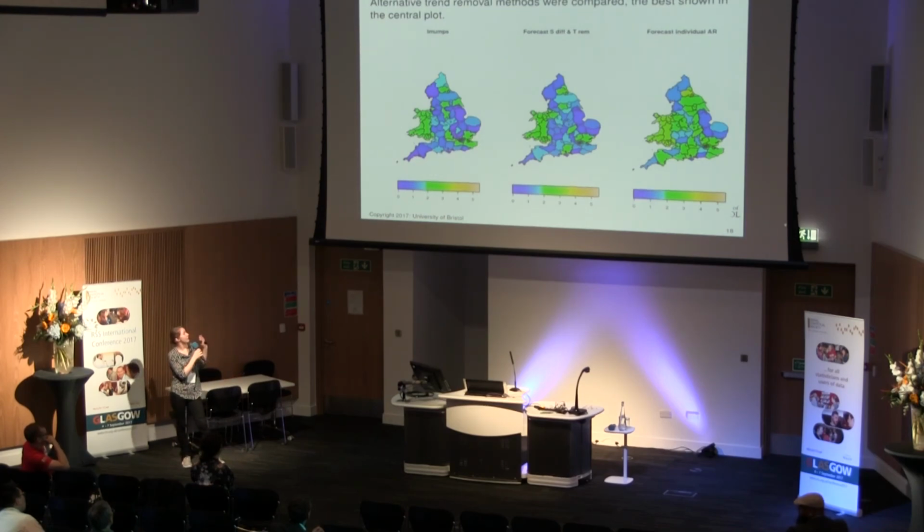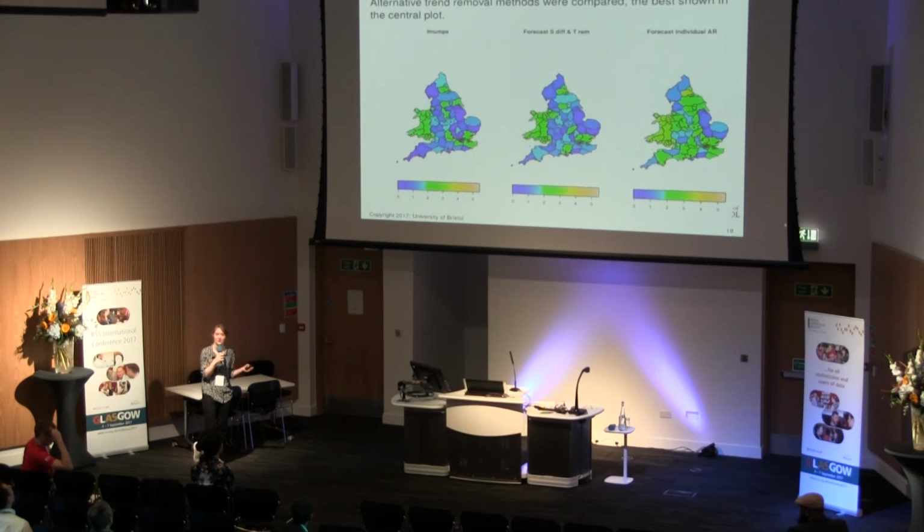So we have the original on the left, the best fitting in the middle, and then just the individual AR as a comparison on the right. We can see that the individual AR is a lot more green in the majority of the country, so it's predicting higher than it actually was. So somehow dealing with this trend allows us to forecast a lot better.